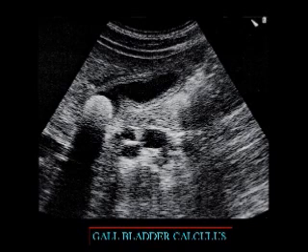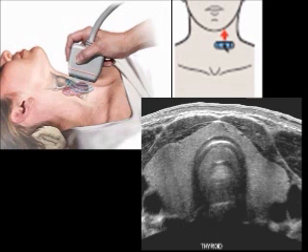This is the gallbladder, and here is a calculus, and distal to the calculus we can see there is a black shadowing because the ultrasound beam is reflected, and the ultrasound beam is not crossing distal to this calculus, so we could not see structures distal to this calculus. So this is called shadowing.